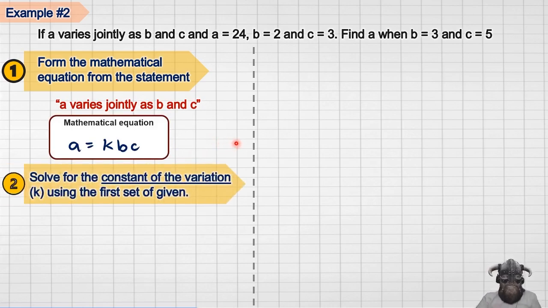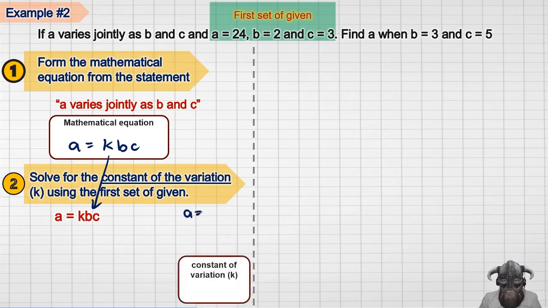Now, dapat hindi mo siya makalimutan kasi isosolve natin siya sa step 2. So on step 2, we'll try to use once again the first set of given. Ito yon. Madalas nasa first sentence yan ng ating problem. Next, we also use this one, A is equal to K BC o yung ating mathematical equation. So sulat muna natin, A is equal to 24, B is equal to 2, and C is equal to 3.